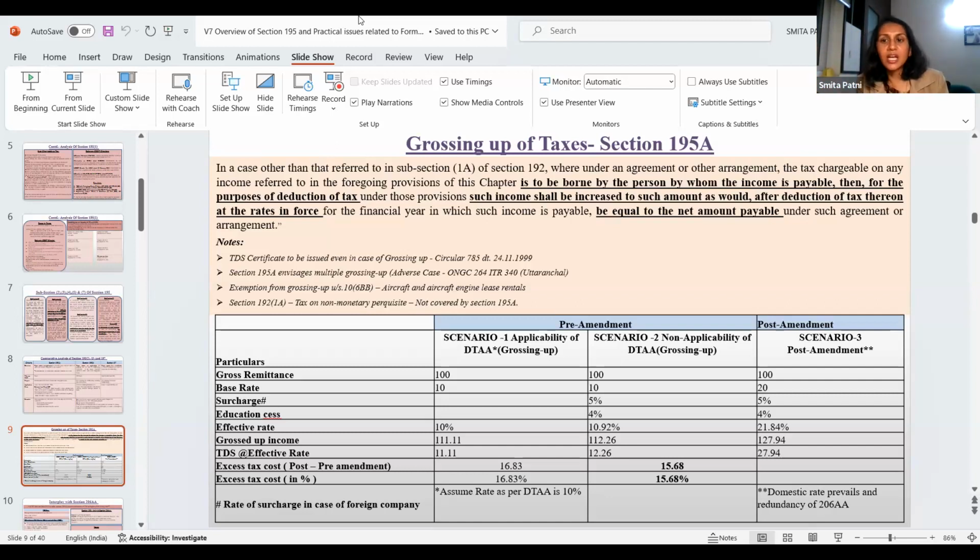So I hope 195 is clear. It is mainly on the grossing up of taxes. In grossing up of taxes also, we are supposed to issue the TDS certificate, but mind you, that is different. He is not supposed to use those TDS certificates, but as per circular 785, we are supposed to issue the TDS certificate to the non-resident. These grossing up provisions are not applicable on 192(1)(a), that is tax on monetary perquisites, which are not covered in 195A.